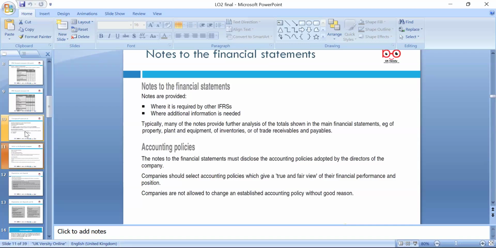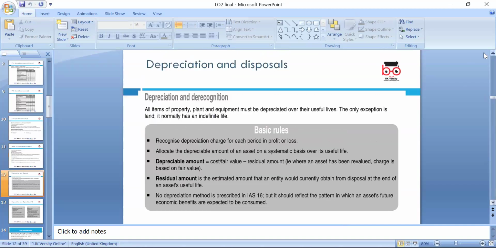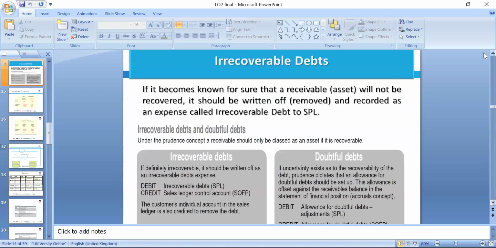Okay, so financial statement notes are also under IFRS, International Financial Reporting Standards. We look at the accounting policies and principles, and we follow true and fair information, and companies are not allowed to change established reporting policies without good reason. Depreciation comes under IAS 16, and depreciation and disposal. So assets should be recorded in the financial statement. Depreciable amount, carrying amount and residual value should be reflected, because the financial statement needs to be true and fair, as we discussed in our lesson.